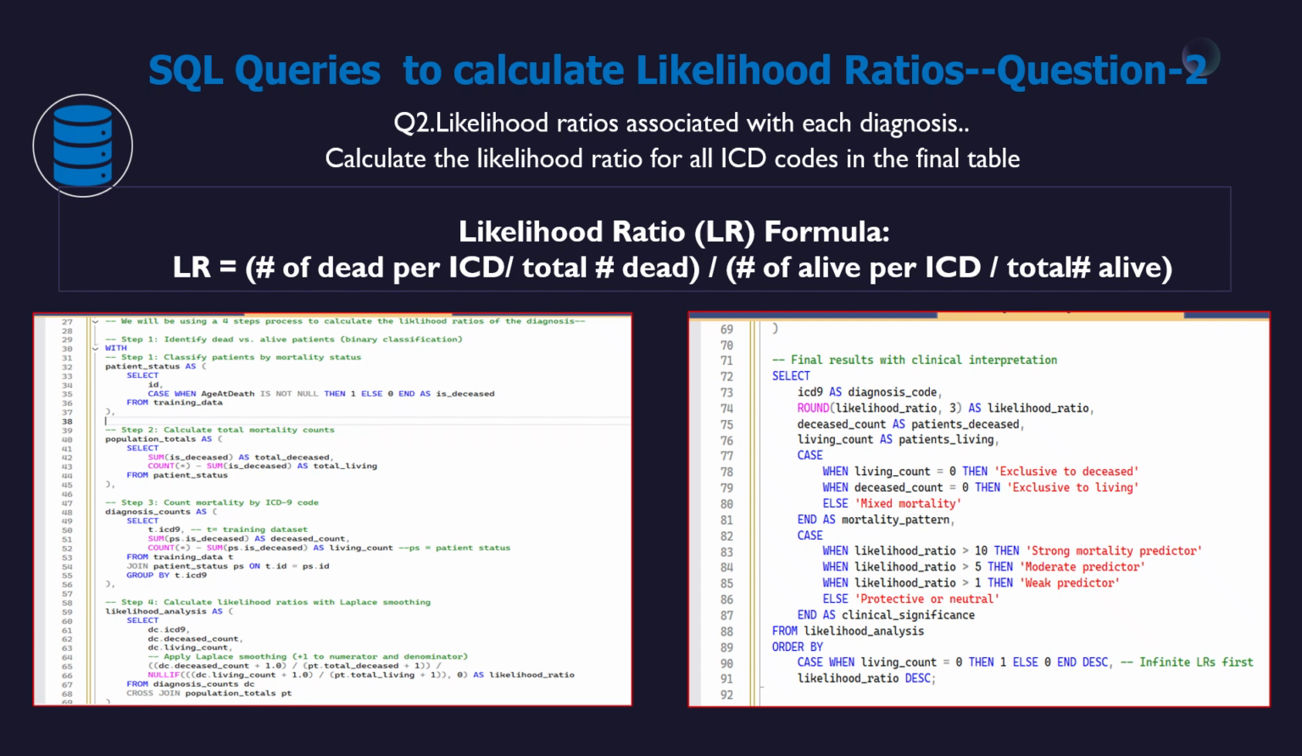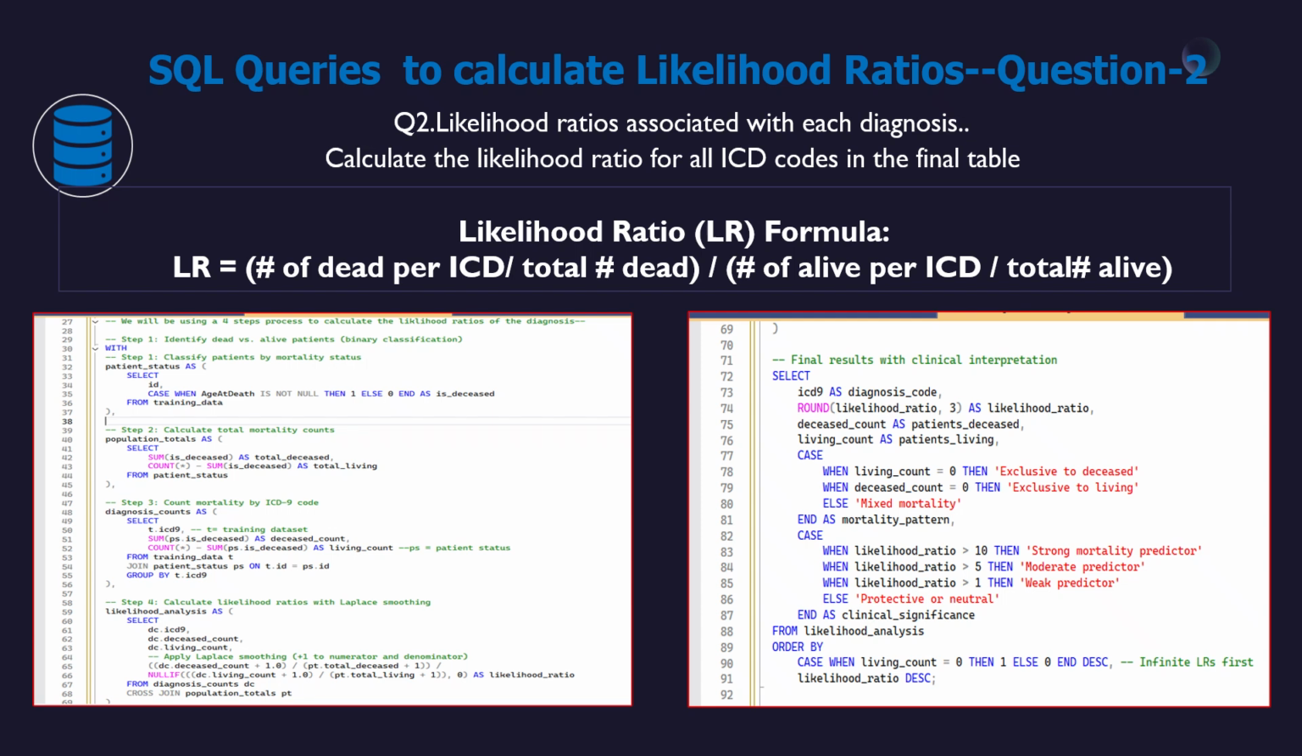But for the numerator, which is the number of alive by ICD upon the total number of alive, you have to use the NULLIF function. Why do we use the NULLIF function? It helps to handle divisions by 0. If no alive patients have a particular ICD code, you can use NULLIF to avoid division errors. And so that is one of the reasons why we use it.